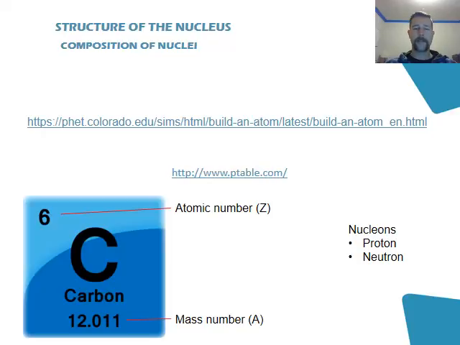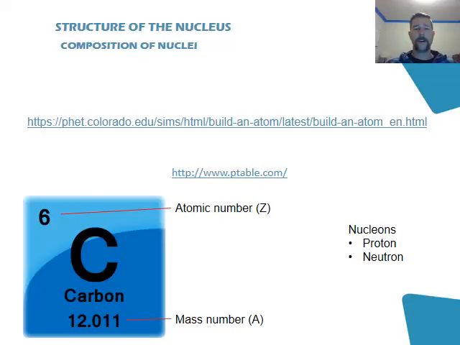This first link that I've provided on this slide is a simulation of an atom, and you can build your own atoms to determine what makes them stable, what makes them neutral, and what makes them different from other elements. The second link is to a dynamic periodic table, which provides a lot of information that we're not necessarily interested in for this topic. However, information that we are interested in on the periodic table are the atomic number and mass number of an element.